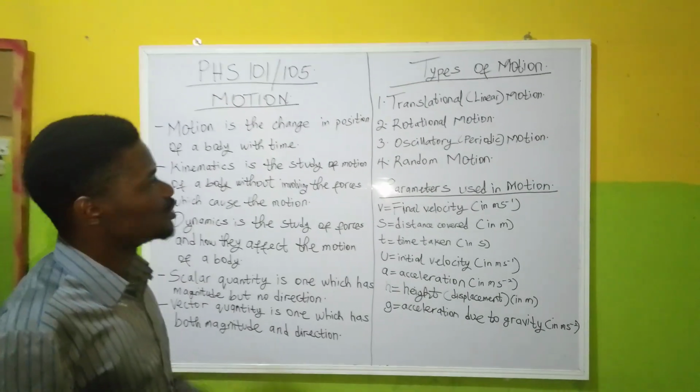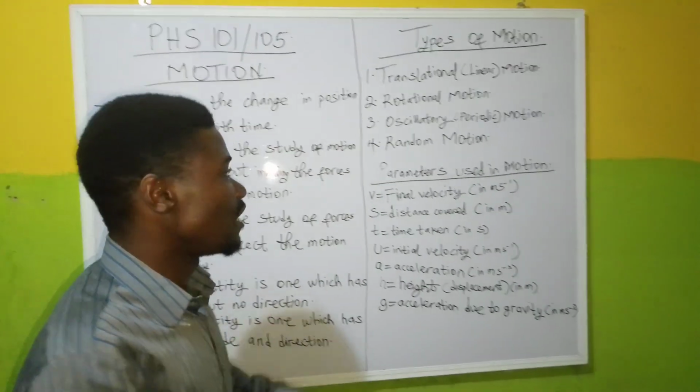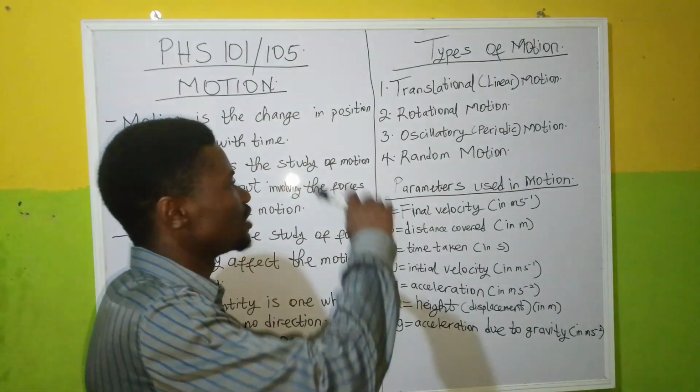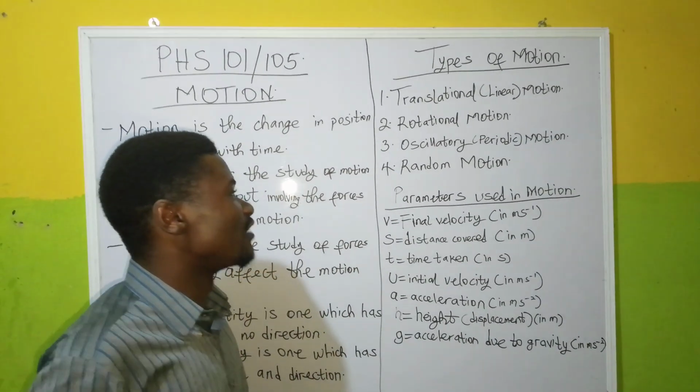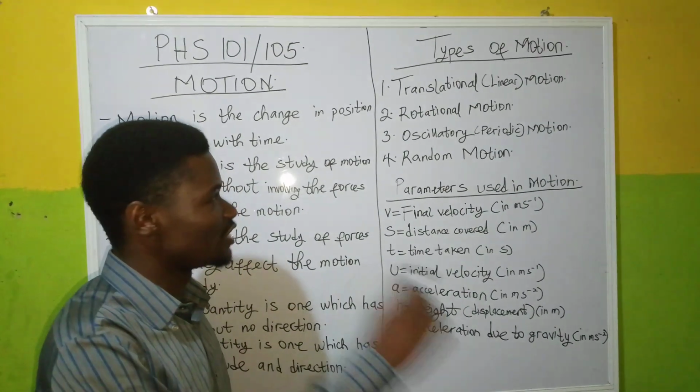Now, moving on to the types of motion. We have 4 types of motion: translational motion, rotational motion, oscillatory motion, and random motion.